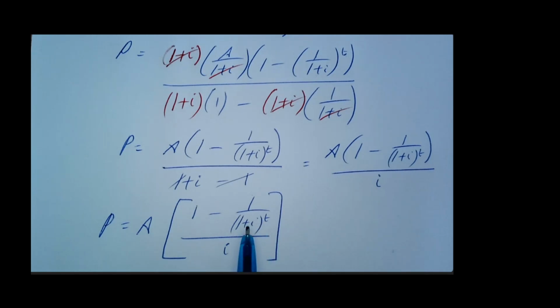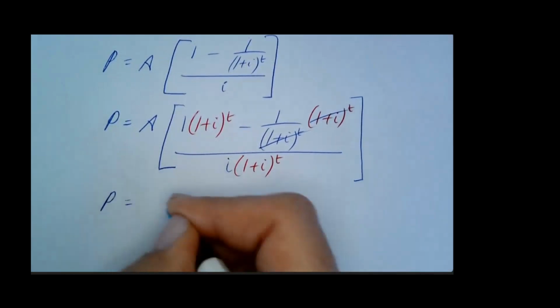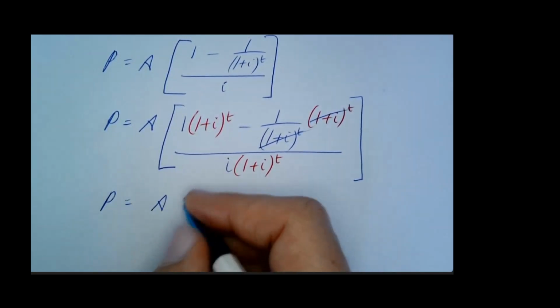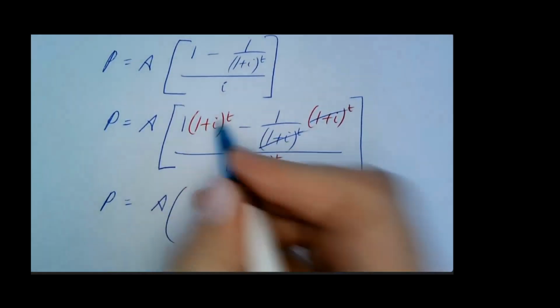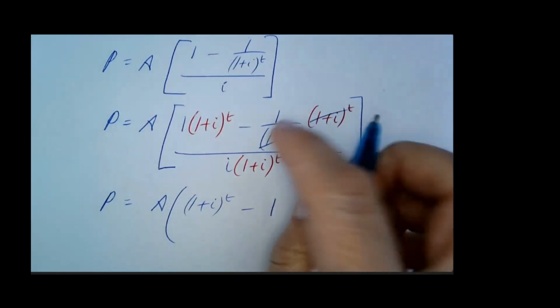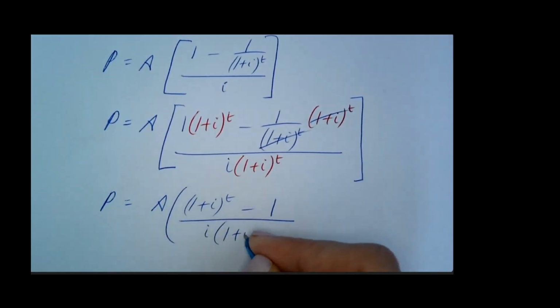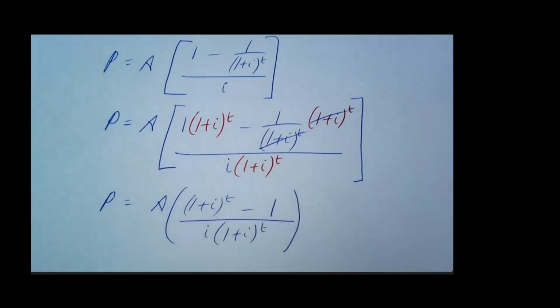So how I'm going to get rid of that is I'm going to multiply top and bottom of this fraction by that 1 plus I to the power of t. And this is what I get. That allows that to cancel. And now I have a times 1 times that is, of course, that 1 plus I to the power of t. Only minus 1, that's gone. So only minus 1 on that side over I times 1 plus I to the power of t. Okay, super. So I am very nearly there now.